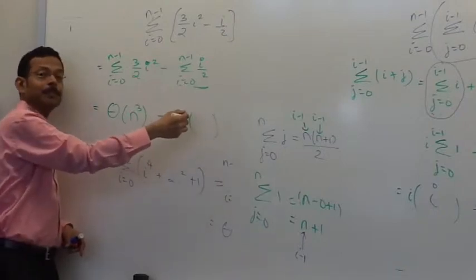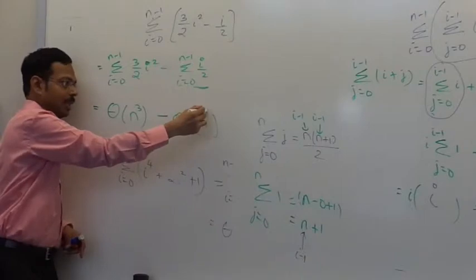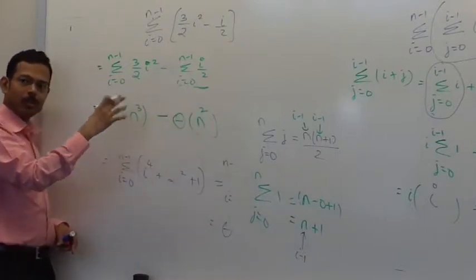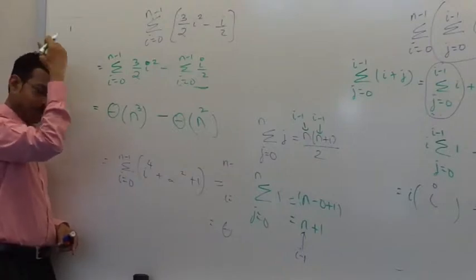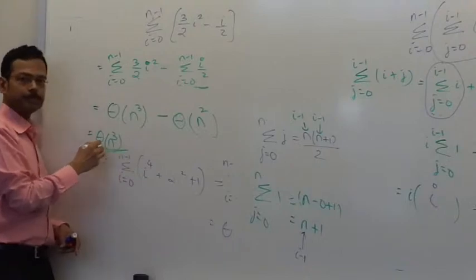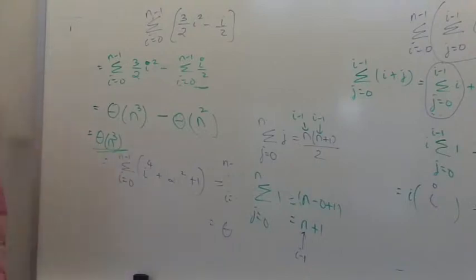Theta of n square. So theta of n cube minus theta of n square. So which is the most dominating? N cube. So that should be your answer. Okay?